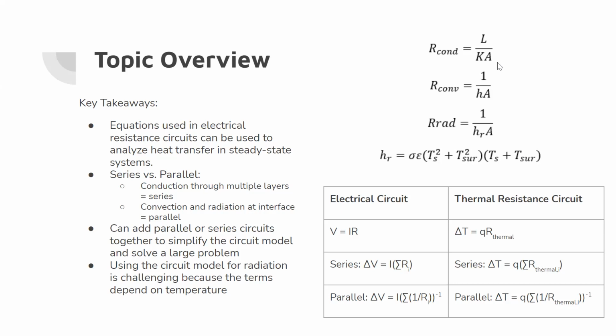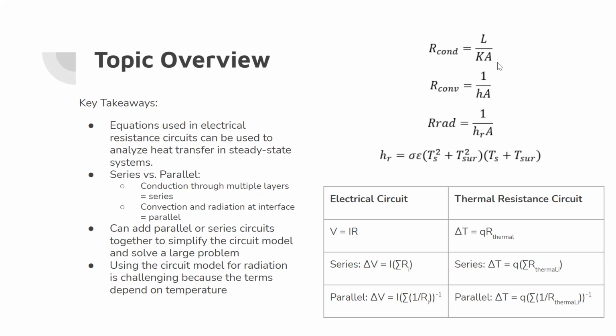And using the circuit model for radiation is challenging because the terms depend on temperature. So if this is the case, then we'll get a non-linear equation, and we're going to end up needing to use Goal Seek on Excel or any other solver to solve the problem.